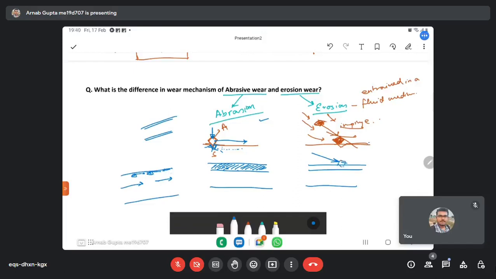Like it is coming, and it is impinging on the surface at different angles, and it is also moving along the surface also. So that thing is happening here. Whereas in case of abrasion, this particular surface will be under the action of a constant load over a finite length of the surface. So yeah, this thing you need to be aware of.